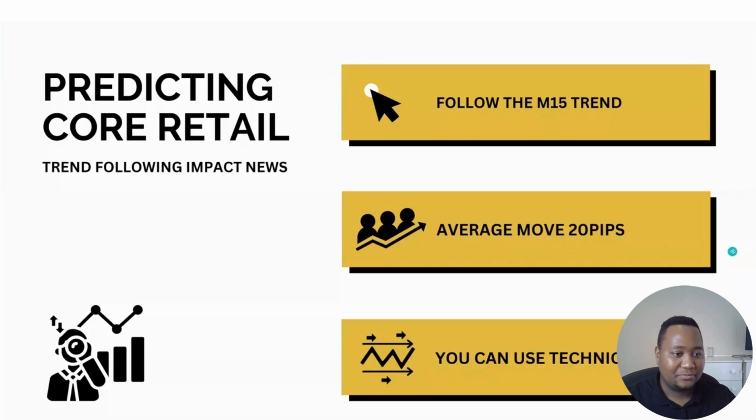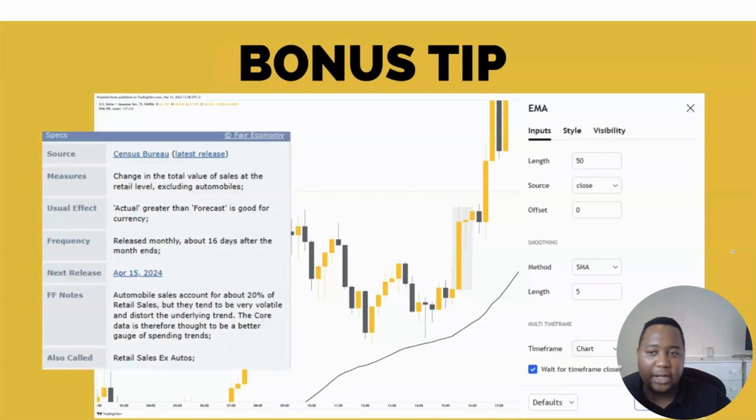Okay. Now, bonus tip that I want to teach you here. Just to understand a few things about core retail sales. Of course, if you go into Forex Factory, they give you this source over here and they speak about what it is or what it measures. It is the change in the total value of sales at the retail level. So it's measuring sales at the retail level. Basically, it's the spending trends. That's what this whole thing is trying to measure.